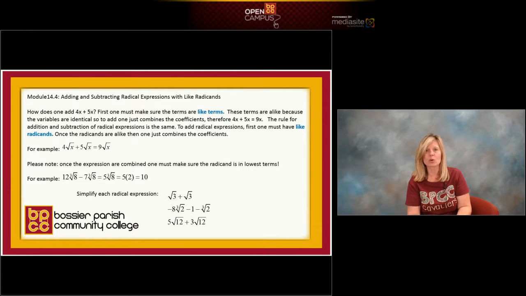After I add my 4 square roots of x and my 5 square roots of x and I get my 9 square roots of x, is my square root of x in lowest terms? And the answer is yes. X has an invisible exponent of 1, and in a square root, you must have an even exponent to simplify, so there's no way x is not in lowest terms. It's prime. So that sum is 9 square roots of x.